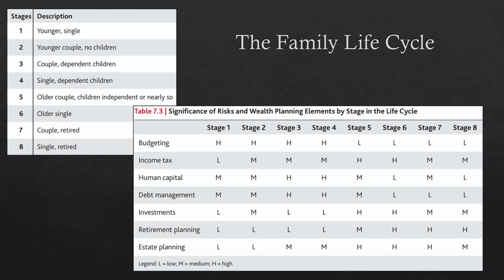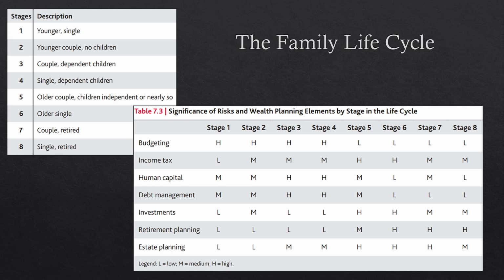So the family life cycle has 8 different stages. It starts with you being younger and single. Second stage is maybe you're a younger couple, but you don't have any children. The third stage is you are a couple and you have dependent children. The fourth stage is single and dependent children. So usually you could be one or the other. You don't have to go through each stage. The fifth stage is an older couple with independent children or nearly independent. The sixth is older and single, and the seventh is couple and retired, and the eighth is single and retired.